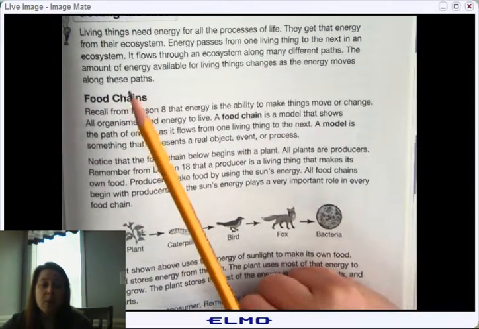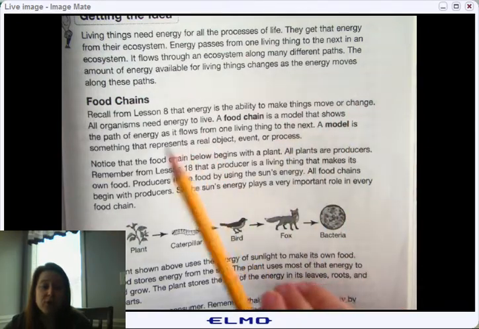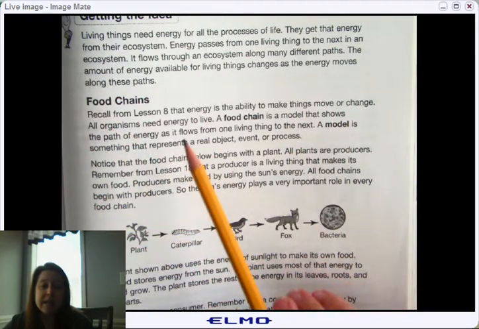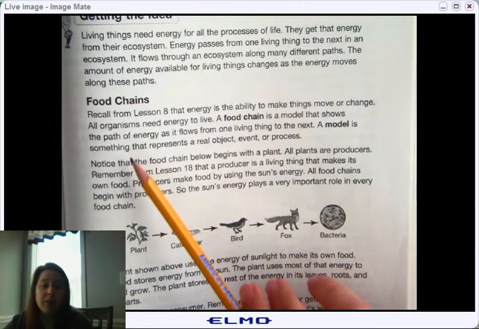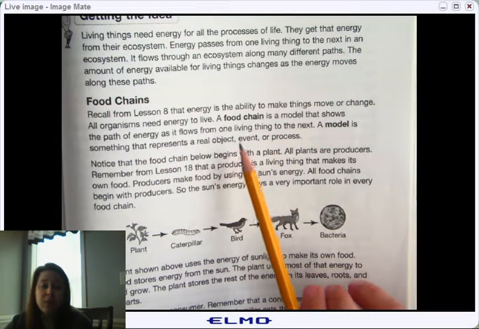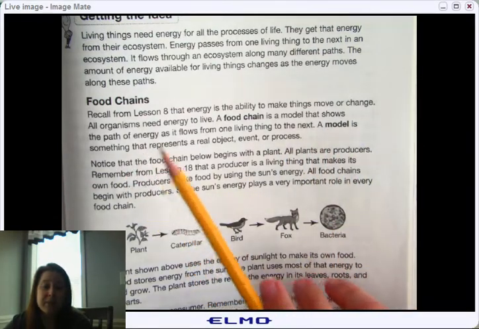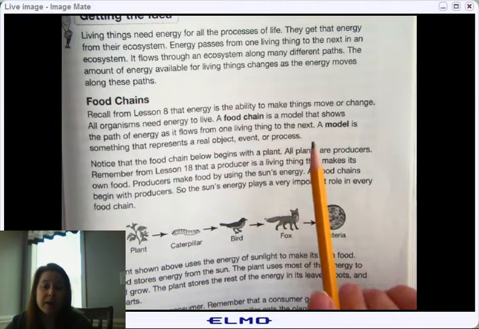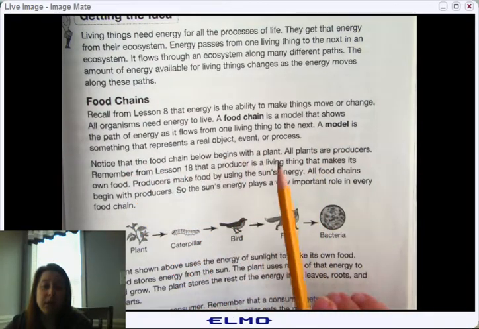Food chains. Recall from lesson 8 that energy is the ability to make things move or change. An organism needs energy to live. A food chain is a model that shows the path of energy as it flows from one living thing to the next. A model is something that represents a real object, event, or process. Notice that the food chain below begins with the plant.